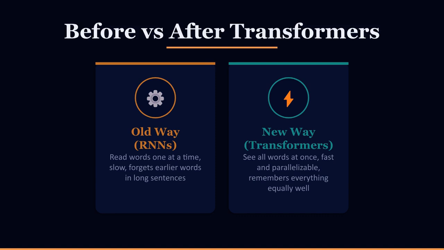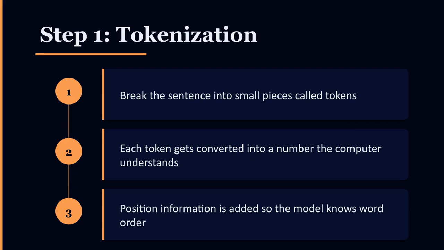The first thing a transformer does is chop your sentence into smaller pieces called tokens. These are usually words or parts of words. Then, each token gets turned into a list of numbers, kind of like giving each word a unique fingerprint. The model also adds position information, so it knows that the first word came before the second word. Without this, it would be like dumping all the words in a bag with no order.